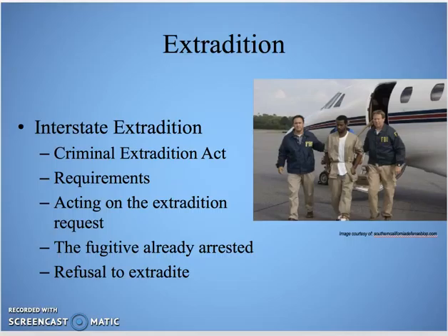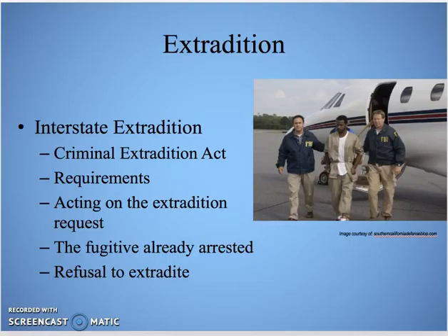Two major facts are considered in the hearing. Is the fugitive in custody the person named in the accusatory pleading of the demanding state? And was the fugitive in the demanding state at the time the crime was committed? If the magistrate is satisfied, the fugitive will be turned over to the custody of an officer of the demanding state and returned to that state.